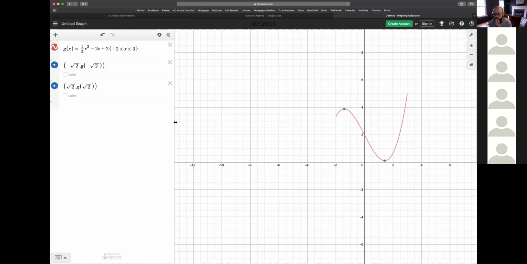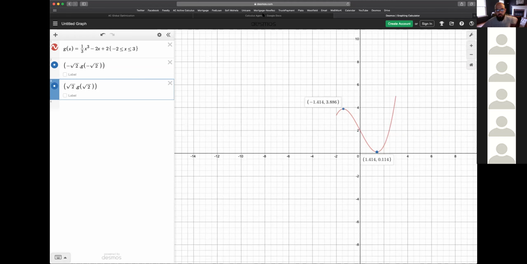The maximum would be negative square root of 2, and then the minimum would be positive square root of 2. So the minimum, so you're saying this point right here, this is the positive square root of 2, this is the maximum? Minimum. Minimum. And then you're saying that this is the maximum? Okay, so what we see, this is a maximum and this is a minimum.